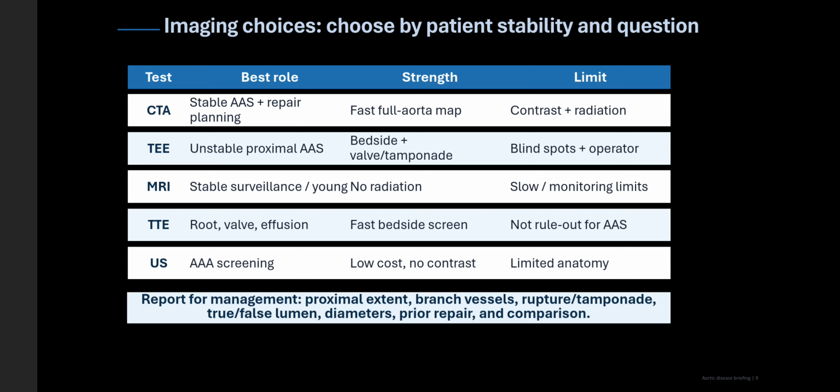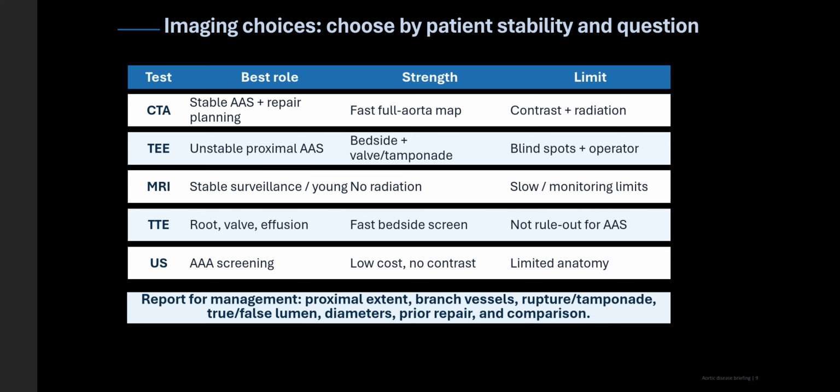Imaging choices. A CTA is best suited for stable acute aortic syndromes and repair planning. The strength is a fast full aorta map. A limitation is contrast and radiation. TEE, best suited for unstable patients with proximal acute aortic syndromes. It's at bedside, identifies valve problems and tamponade. It has blind spots and is operator dependent. MRI is for stable surveillance, young patients, there's no radiation, it's slow and has monitoring limits.